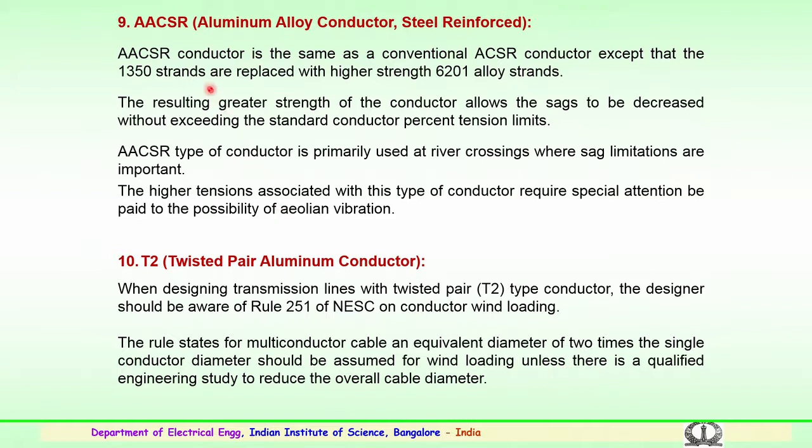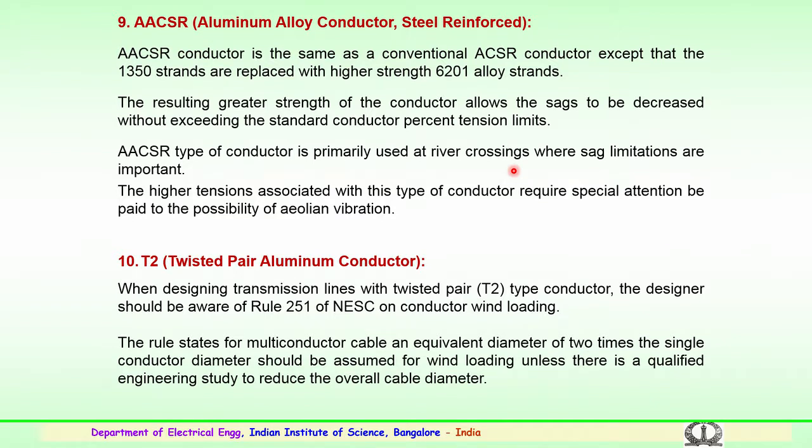The ninth is ACSR aluminum alloy conductor with steel reinforced. So, this conductor is the same as a conventional aluminum conductor steel reinforcement, except that 1350 strands of aluminum alloy are replaced with higher strength, that is 6201 alloy strands here. So, the alloy strands are the changes which have been used. This results in greater strength of the conductor, which allows the sag, particularly the conductor sag, to be decreased without exceeding the standard conductor percent tension limits.